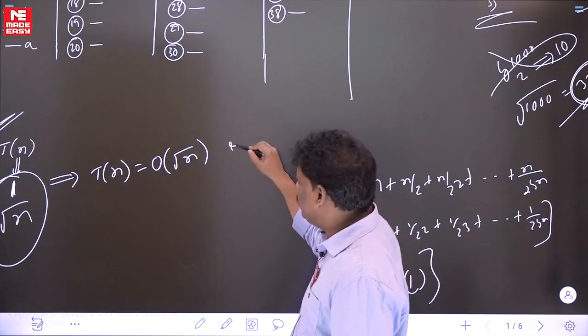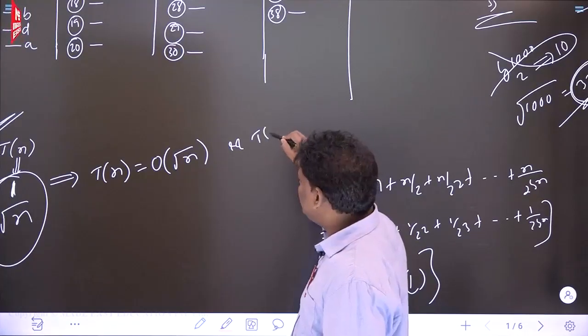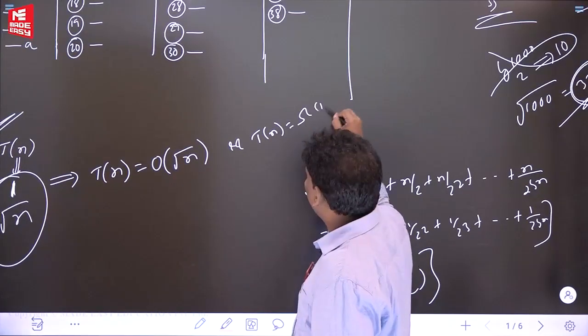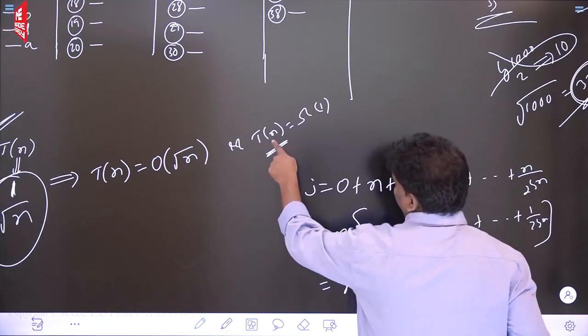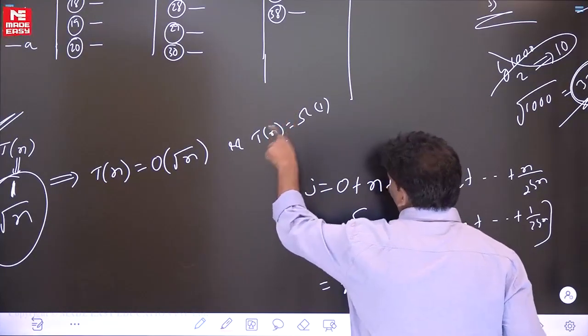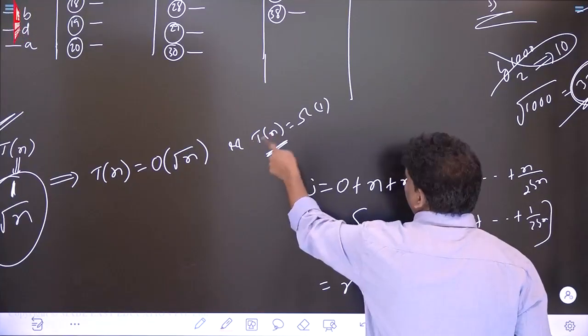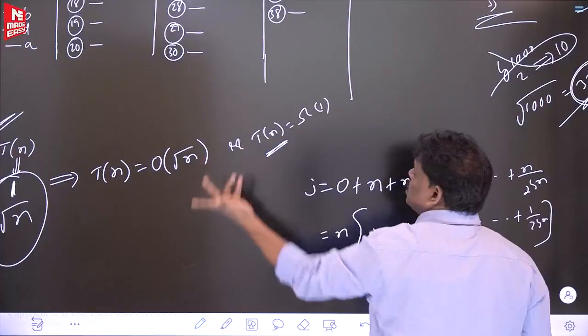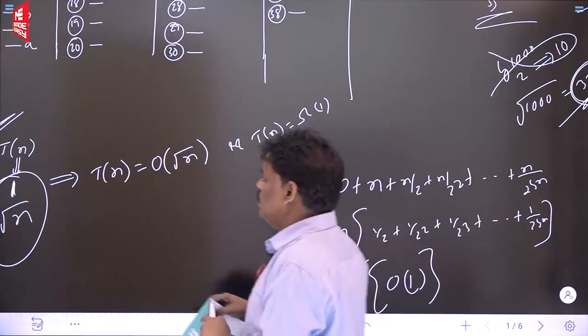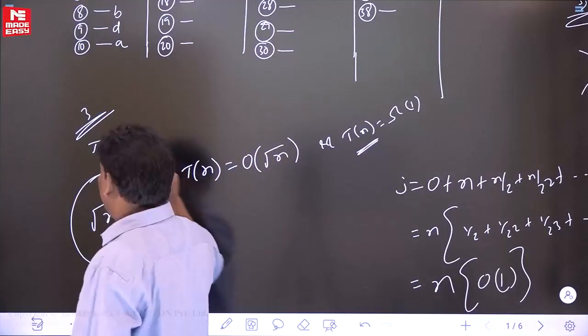And one more thing, and what is the answer? Tn is omega of 1. What is the meaning of omega? Tn is bigger. Can you help me? What are the Tn possibilities? It will be either 1 or root n. If at all root n is omega of 1, true. If it is a 1 is omega of 1, that is also true. That is the answer.